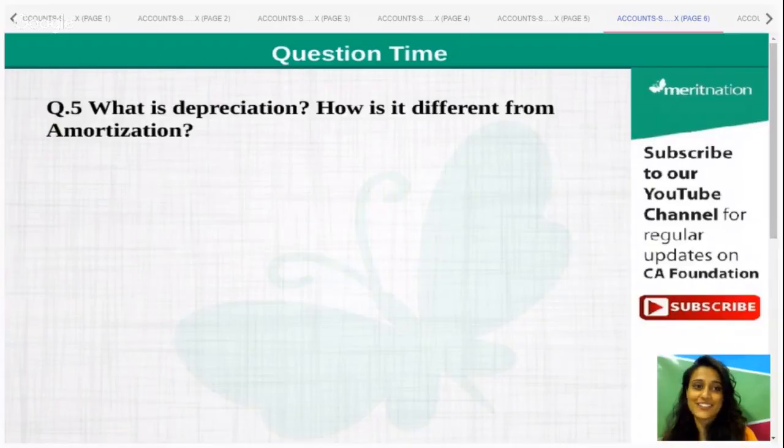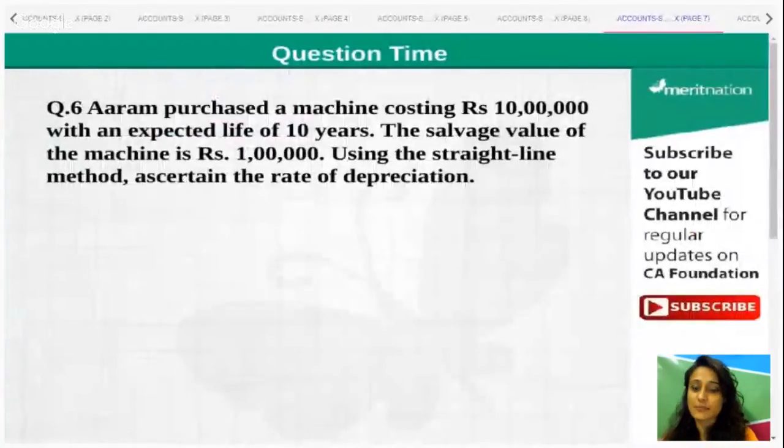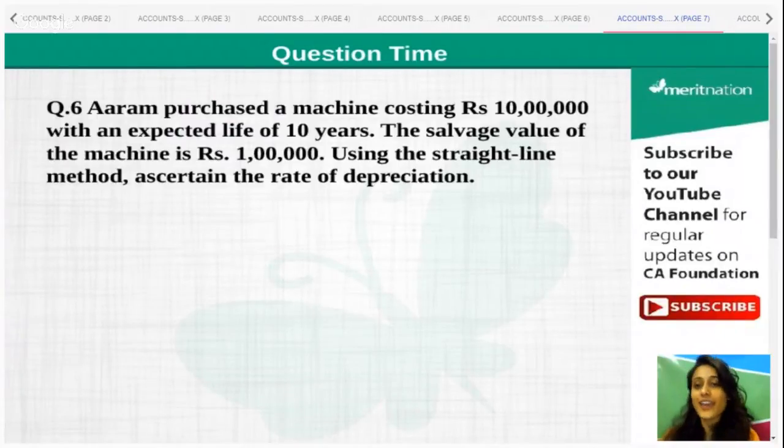Good. And this is the last question that we have for you for chapter number 5, and the first chapter that we're doing today. I don't know why they've used this name. Mr. A purchased a machine costing 10 lakhs with an expected life of 10 years.